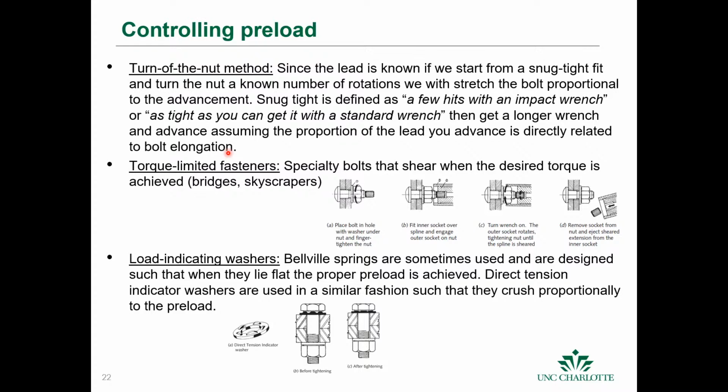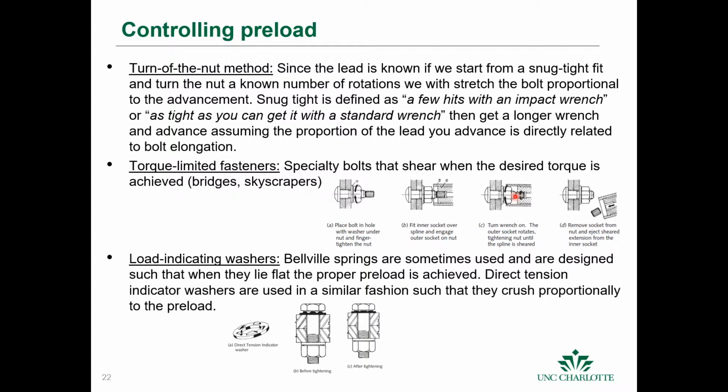Or you can use specialty fasteners called torque limited fasteners. They have a special end, a spline on the end, and you come in with a special tool. That tool will grab the bolt and the spline, and then you apply a torque until you pop that spline off. So if you have large structural applications, like skyscrapers and bridges, where you need precise preloads on the bolt, and you don't want people manually measuring these, they can install these with hand tools and just tighten until that end pops off.